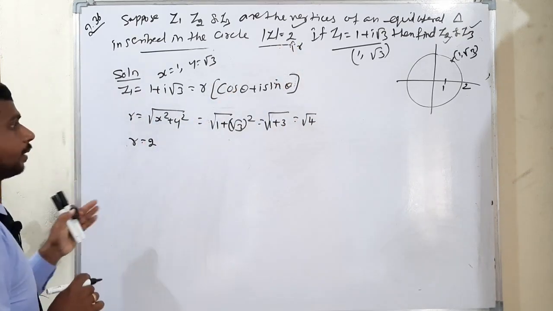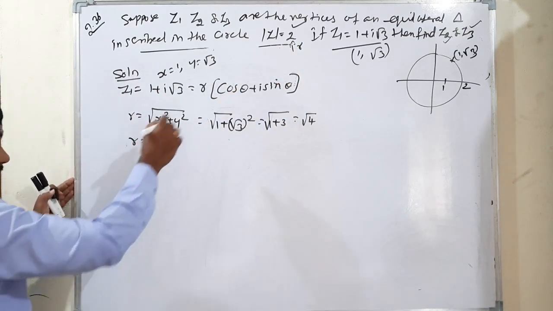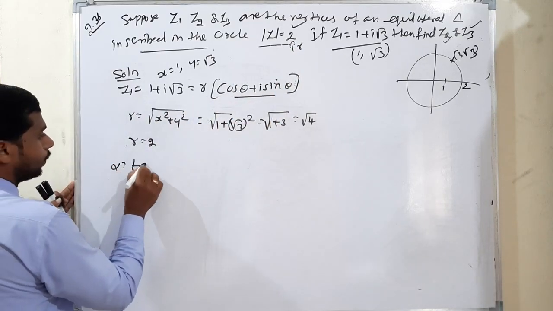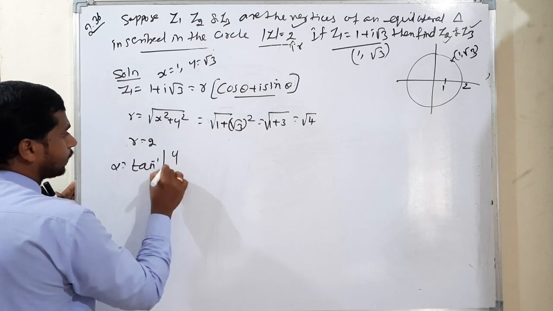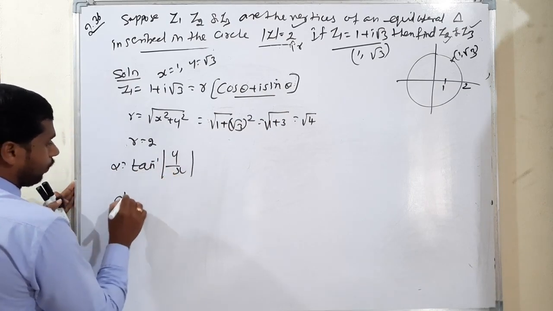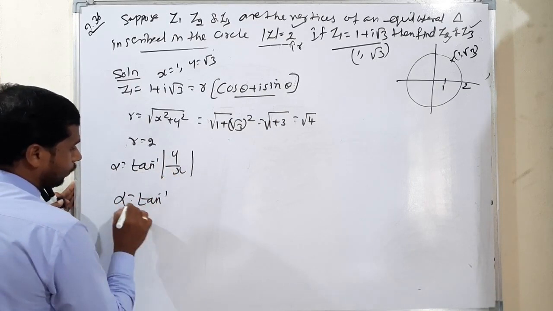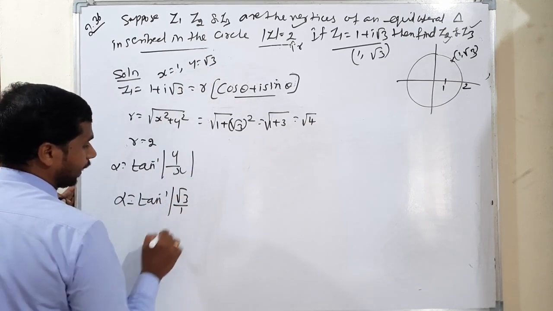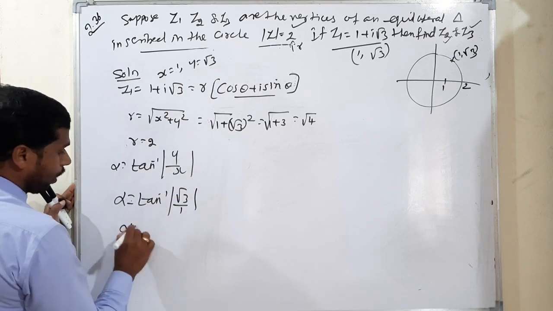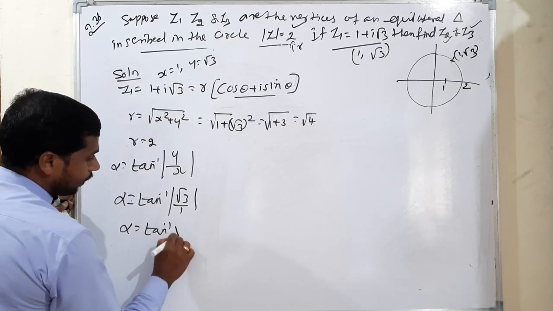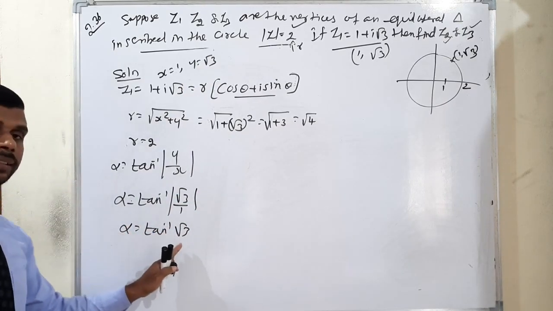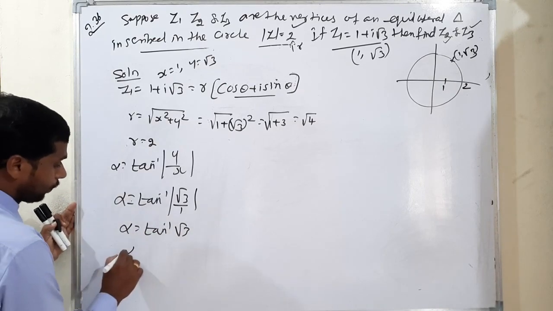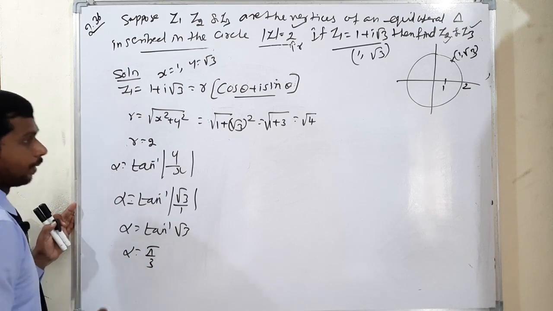First condition is clear. Then we will move on to find theta. Alpha is equal to tan inverse modulus of y by x. So alpha is equal to tan inverse of root 3 by 1. Therefore, alpha is equal to tan inverse root 3. So tan 60 means pi by 3, 60 degrees is pi by 3, isn't it? Therefore, alpha is equal to pi by 3.